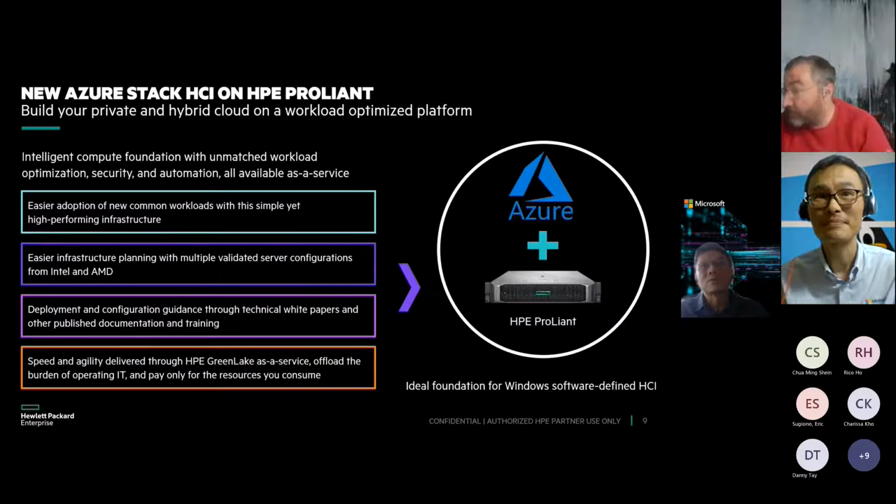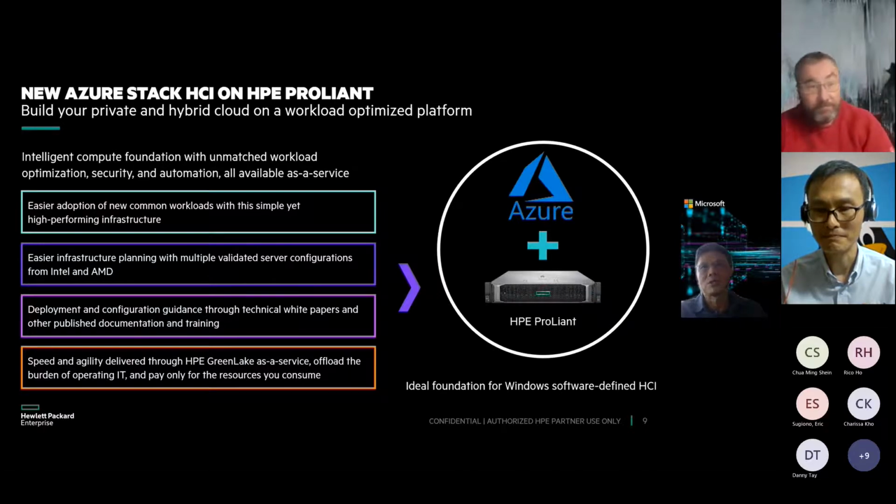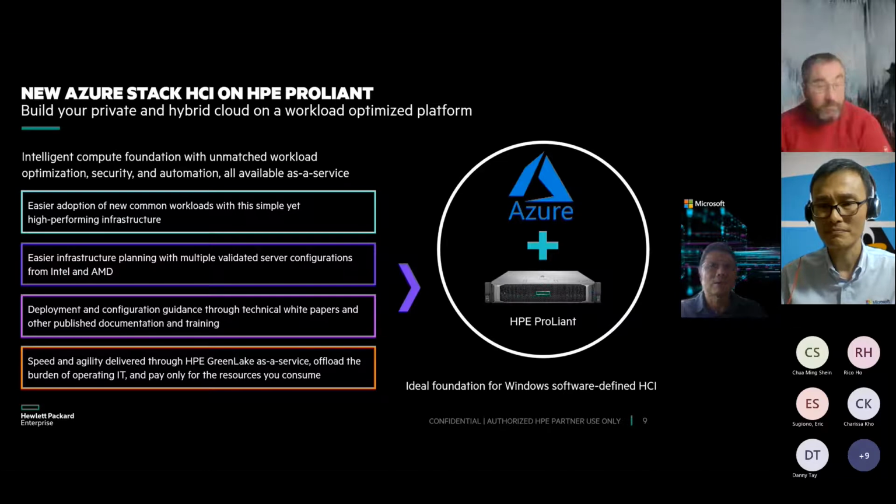To get the convenience of hyperconverged infrastructure to run your private and hybrid cloud on a workload optimized platform, the Intelligent Compute Foundation delivers great workload optimization, security, and automation. It provides an ideal foundation with your Windows software defined HCI, where you can benefit from easier adoption and easier infrastructure planning with multiple validated server configurations from Intel and AMD, for example, deployment and configuration guidance through technical white papers and other published documentation and training.